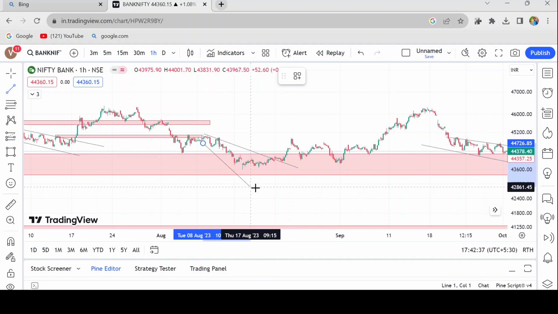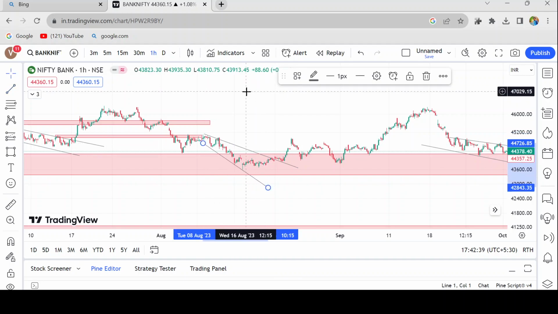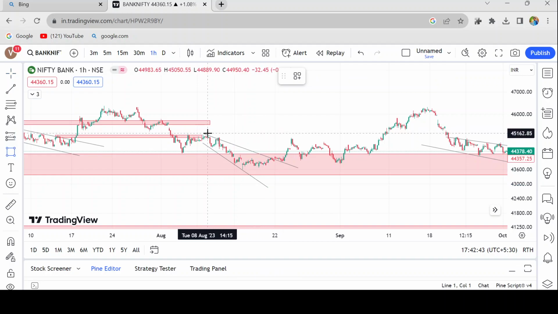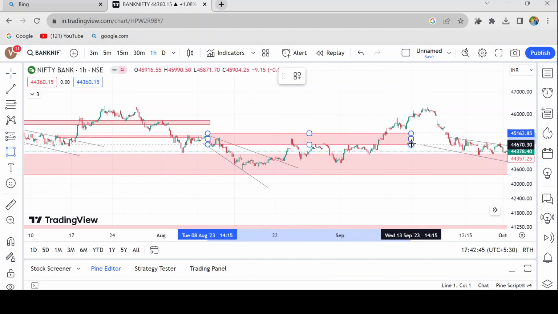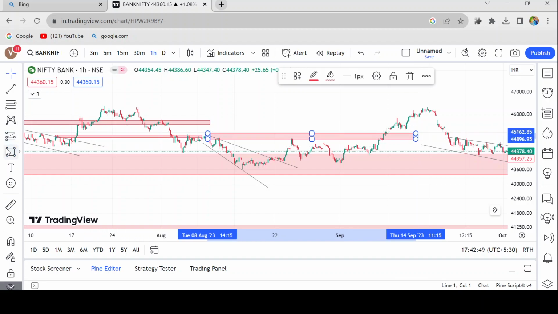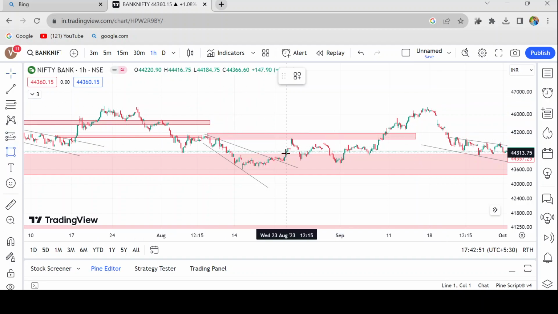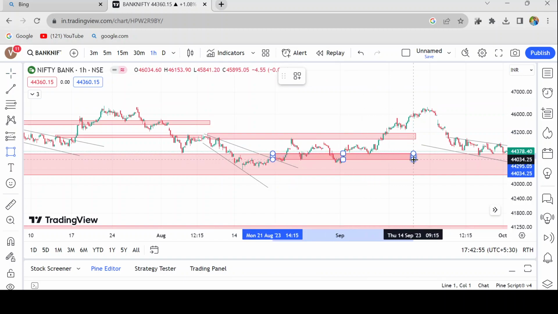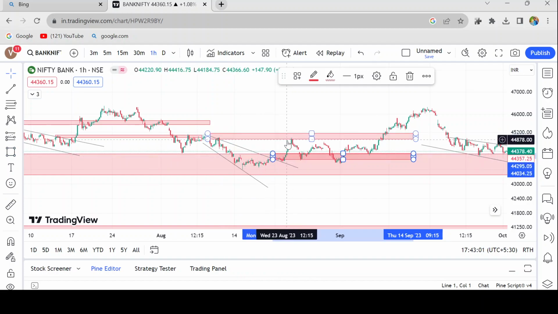It's been bouncing back from the demand zone as well. Let me mark it for you. This is the supply zone when it broke for this wedge, and this one here is the demand for this wedge pattern. Whenever you see a bounce from this wedge, it actually goes to the supply of the wedge, and then it comes back.